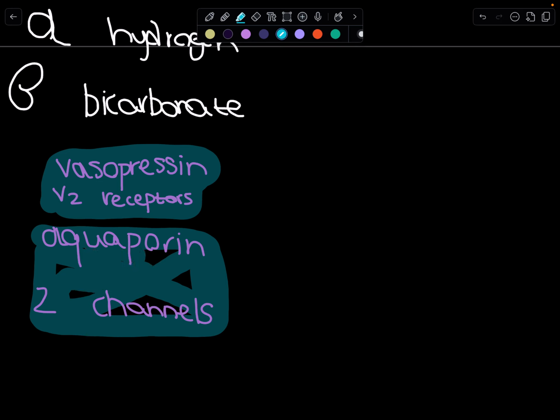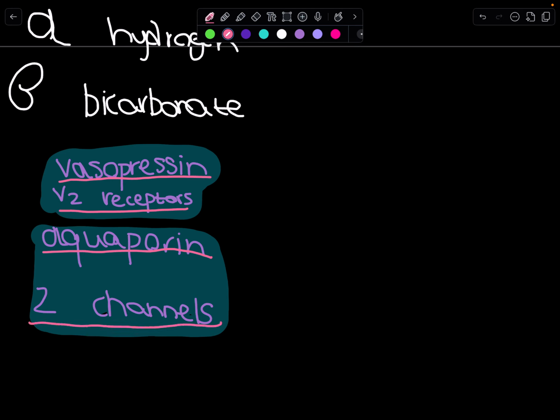The V1 receptor, less prominent in the collecting duct, is more involved in vascular smooth muscle, causing vasoconstriction to raise blood pressure. In short, ADH via V2 receptors in the collecting duct's principal cells boosts aquaporin 2 insertion, enabling water reabsorption for concentrated urine. V1 handles blood pressure elsewhere. Want to explore ADH disorders like diabetes insipidus or how this ties to blood volume?